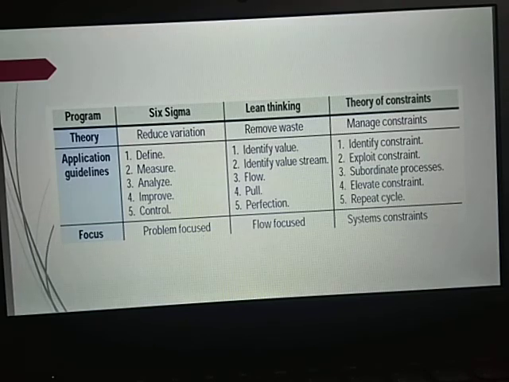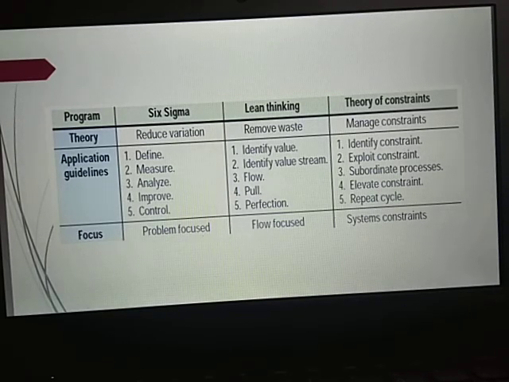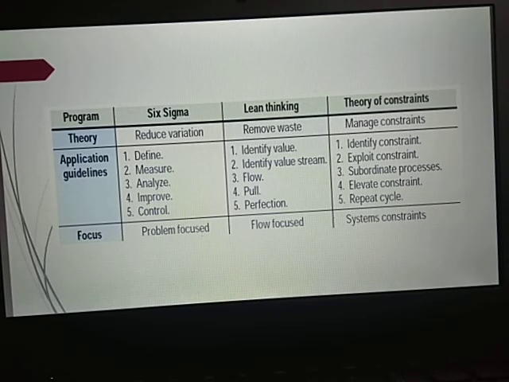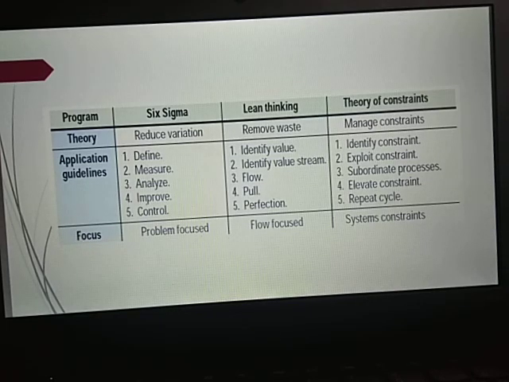Here there is a chart where we can see the comparison of Six Sigma, Lean Thinking, and Theory of Constraints. You can see the program theory: in Six Sigma it is reduce variation, in Lean Thinking it is remove waste, and in the Theory of Constraints it is manage constraints.